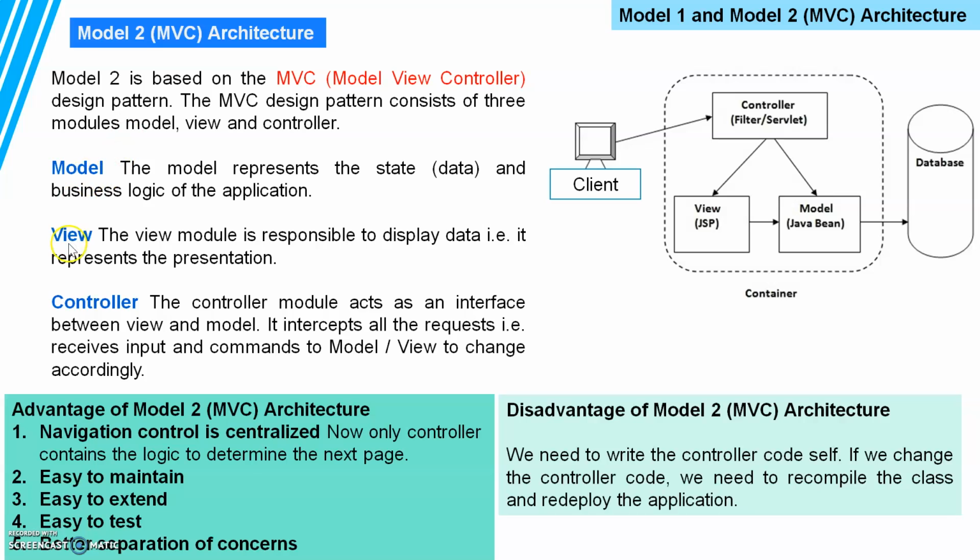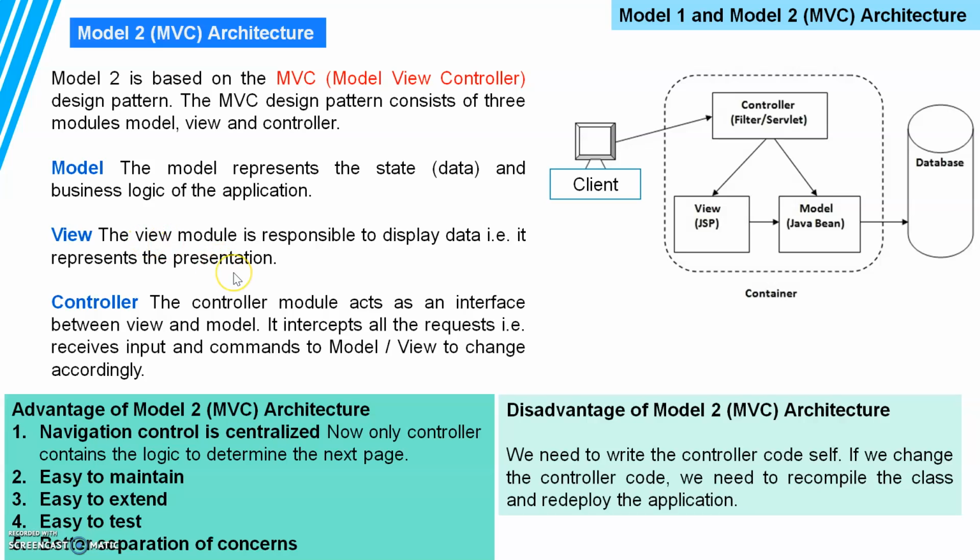One is model, second is view, third is controller. What does model mean? Model represents the state. State means what? At any particular moment, what is the value, either in that variable, in the array, in the database, and the business logic of the application. So model contains actual business logic, and accordingly it maintains the state, or it maintains the data inside that web application. What is view then?